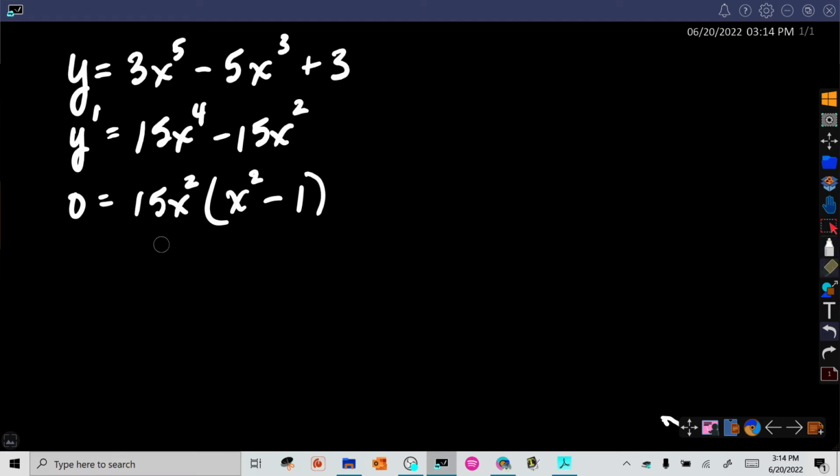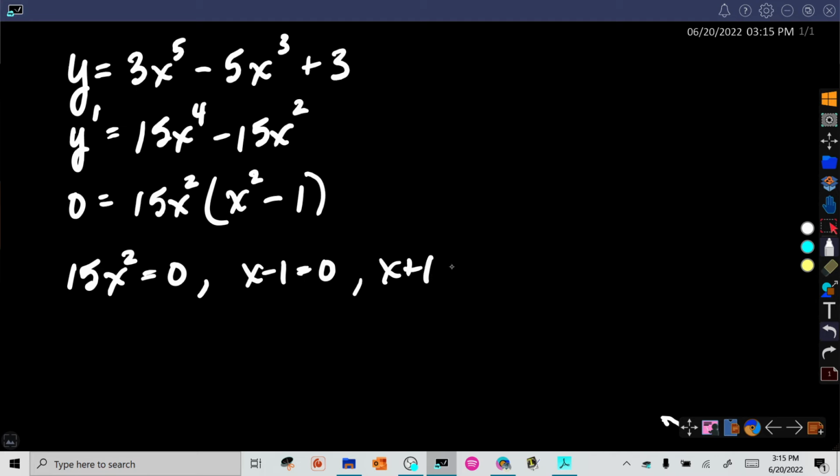Let's just do this. We can set this equal: 15x squared is equal to 0. And then what we have is x minus 1 equals 0. These are the factors. x plus 1 equals 0. So if I were to factor that, I would get these as the results. In this case, x is equal to 0, x is going to equal 1, and x is equal to minus 1. These are all the values.